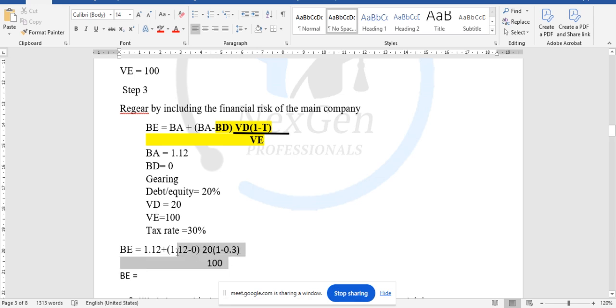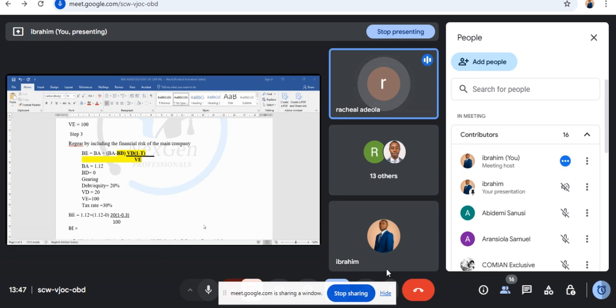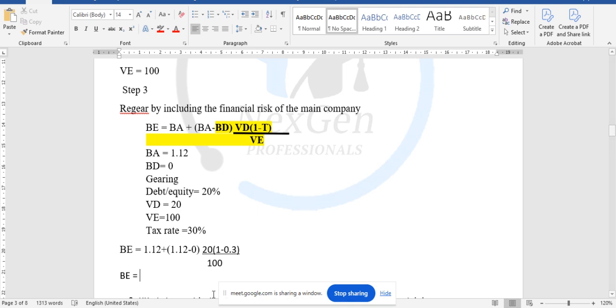You do this one first, then you add it with 1.12. Okay, what is the figure? Rachel, give me the figure. Maybe it's 1.12, sir. Okay, 1.12, just 1.12.